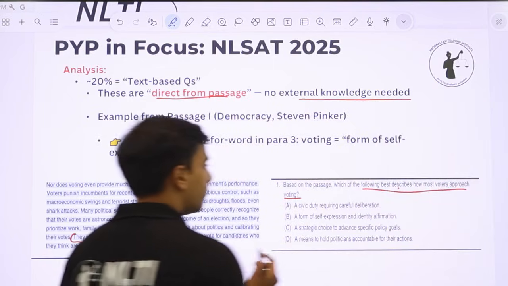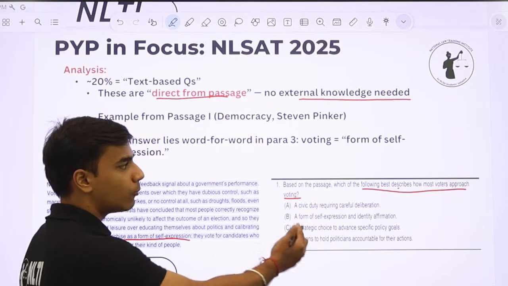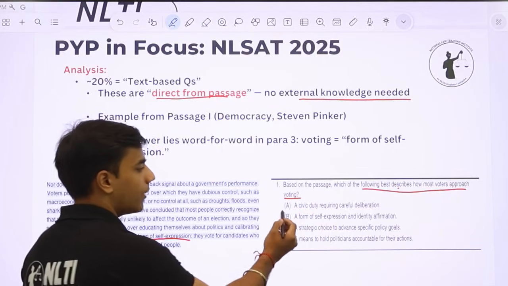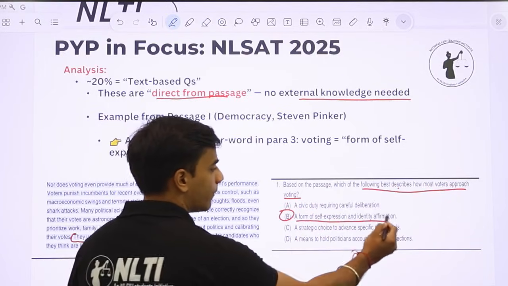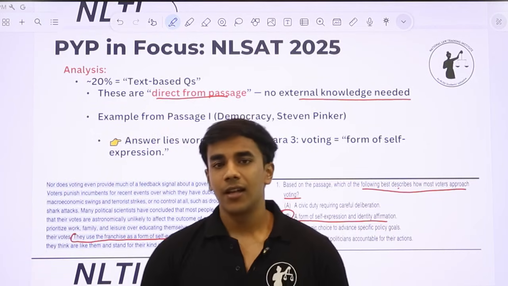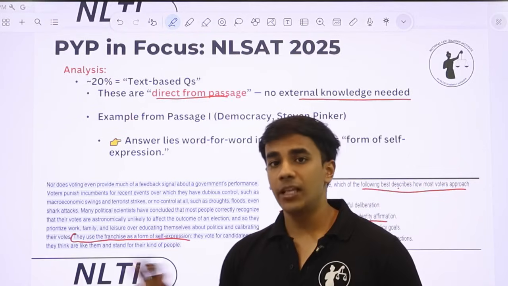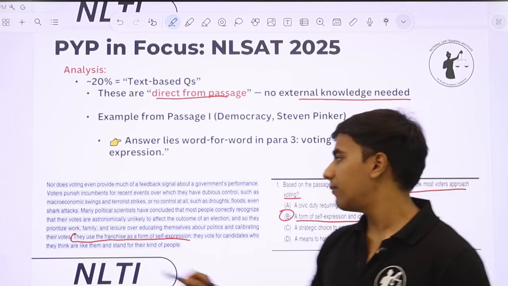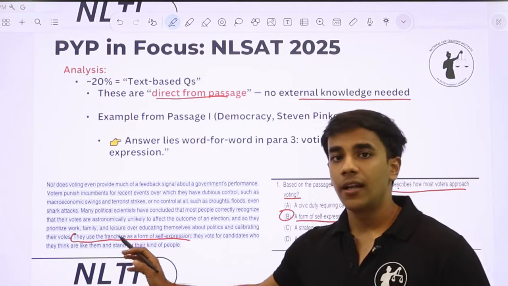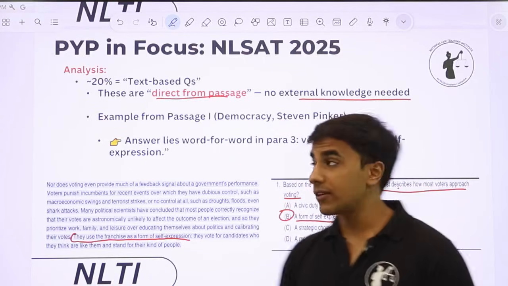You can see answer option B. Based on the passage, which of the following best describes how most voters approach voting? Answer B is a form of self-expression and identity affirmation. So it's directly given in the passage, and these types of questions are frequently asked in the paper, and these are free marks. All you have to do is read attentively. Like here, you can see in the passage it's directly given that voters use the franchise as a form of self-expression.